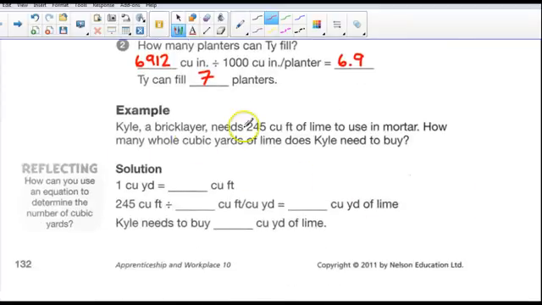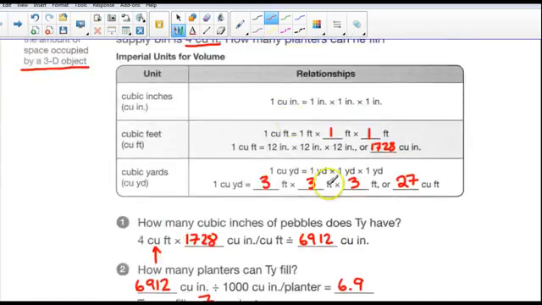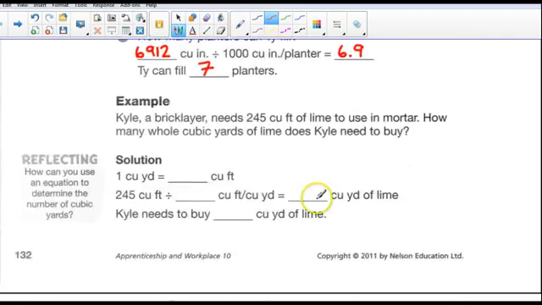Example: Kyle, he's a bricklayer. He needs 245 cubic feet of lime to use in mortar. How many whole cubic yards of lime does Kyle need to buy? Well, the solution: 1 cubic yard is equal to how many cubic feet? If we go up to our chart here, and you've got this chart in the back of your book as well, 1 cubic yard is 27 cubic feet. So I'll put in 27 right here. He has 245 cubic feet. He divides that by 27 cubic feet per cubic yard, and that gives us an answer of 9.07 cubic yards of lime, so he'd probably order 9 cubic yards of lime.